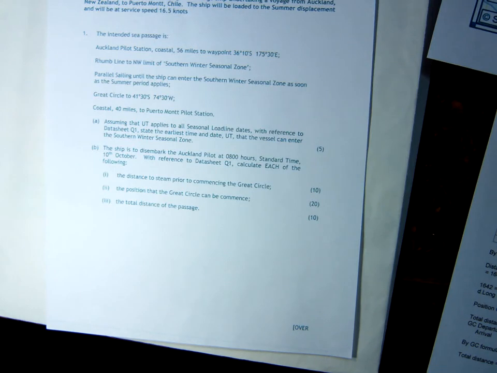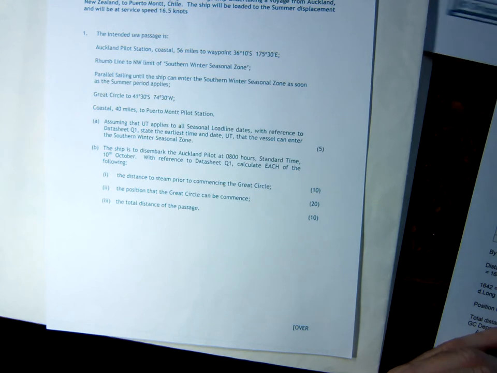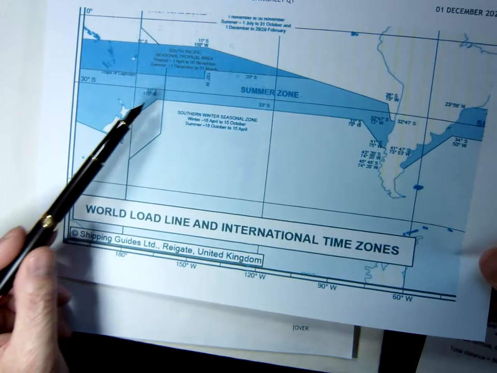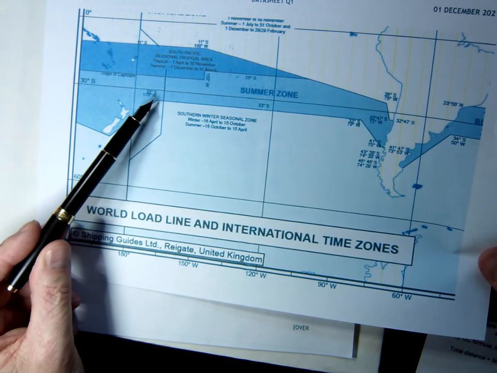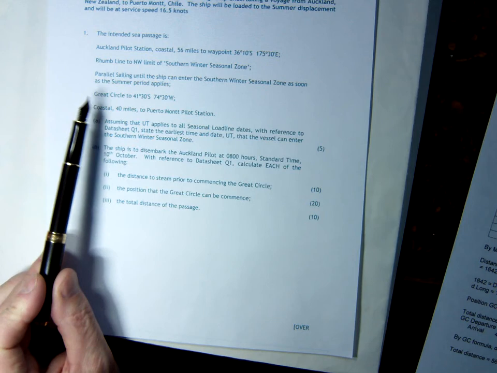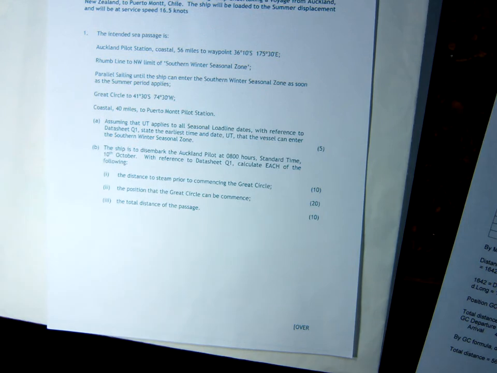Let's look at the navigation first question. We're given our intended sea passage from Auckland Pilot Station to a given waypoint, then a rhumb line to the northwest limit of the southern winter seasonal zone, which we have here on the data sheet given. Then we have to go parallel sailing until we can enter the zone as soon as the summer period applies.